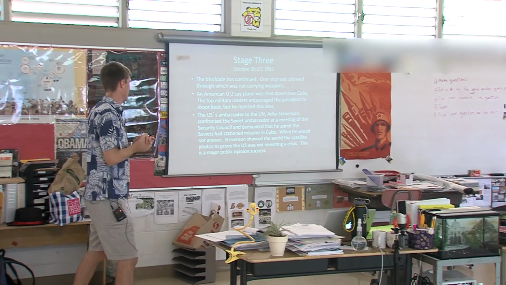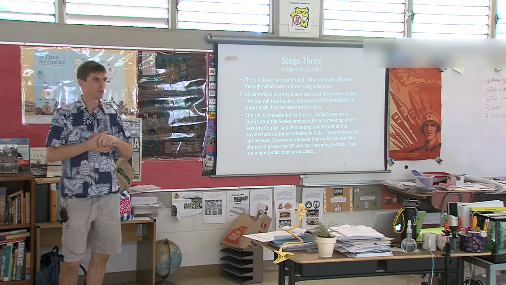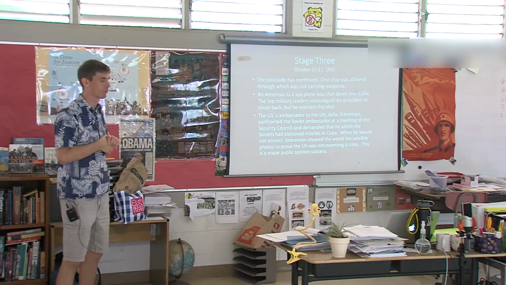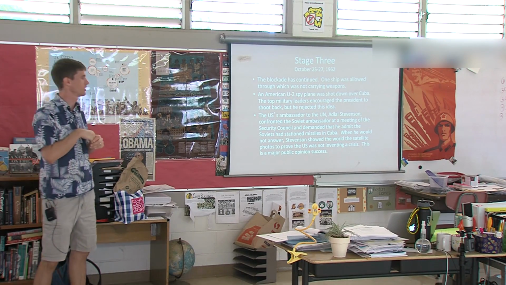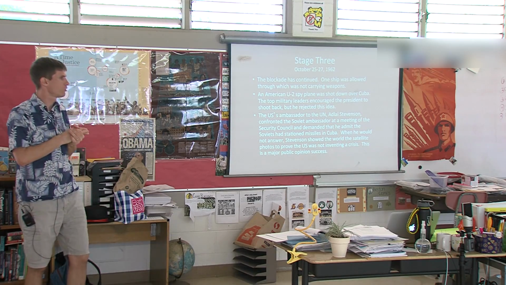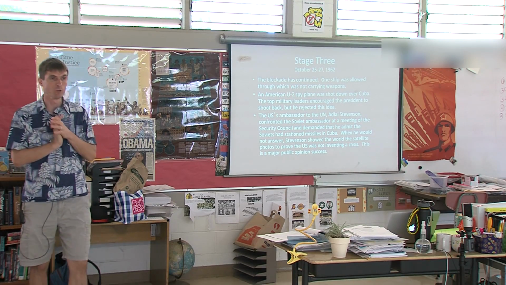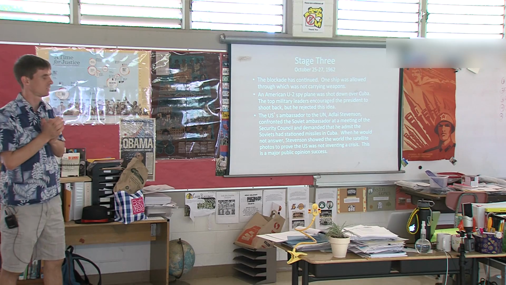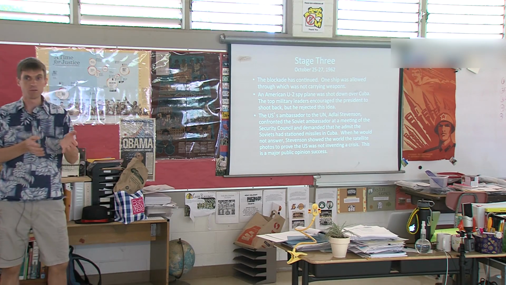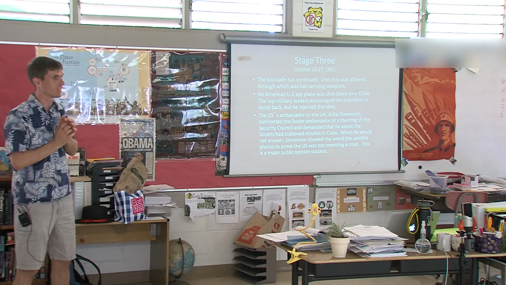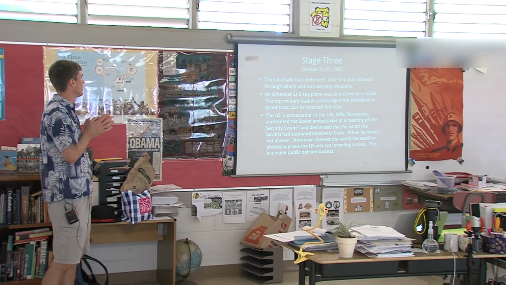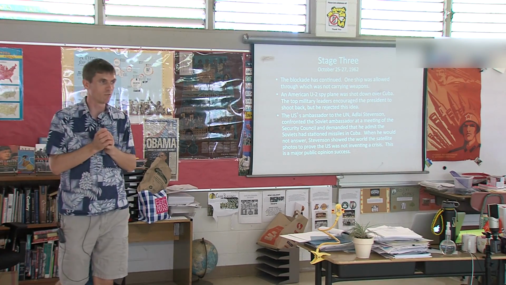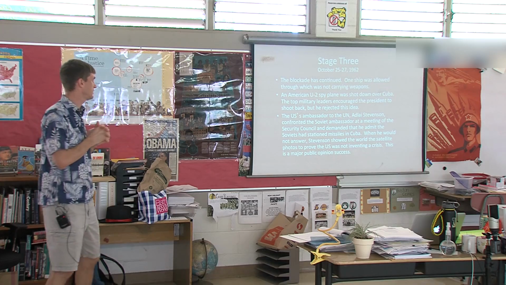The blockade was continued. One ship arrived at the blockade line to the American Navy and they let it through. It was not carrying any weapons. So they let a ship through the blockade. An American U-2 spy plane was shot down over Cuba. We're flying around taking more pictures, and somebody down below fired a missile and it shot down the plane. The American pilot died.